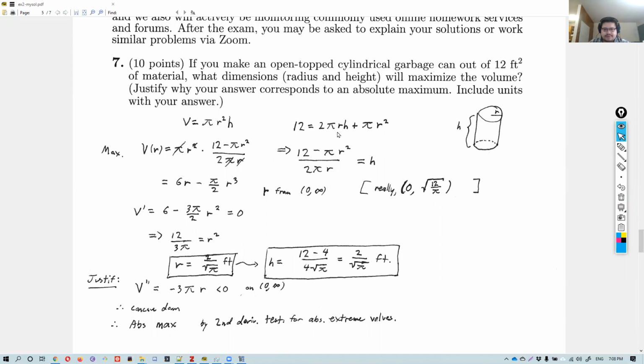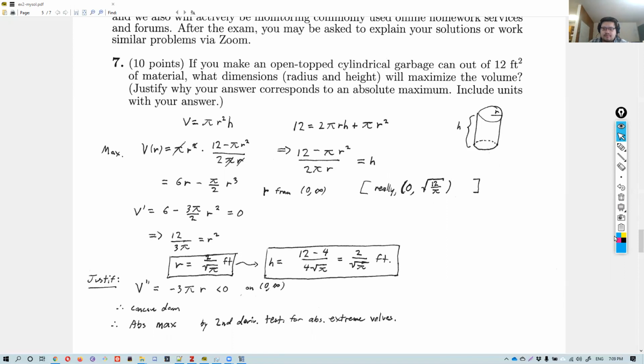So 12 is equal to, and then this 2 pi rh is the measurement of the rectangle that goes around the cylindrical garbage can. So the height is h for the rectangle, and then the length is actually the circumference of the circle. So that's going to be 2 pi r. So we have 2 pi r times height. And then for the bottom of the can, we have pi r squared. So we have this equation coming from the surface area.